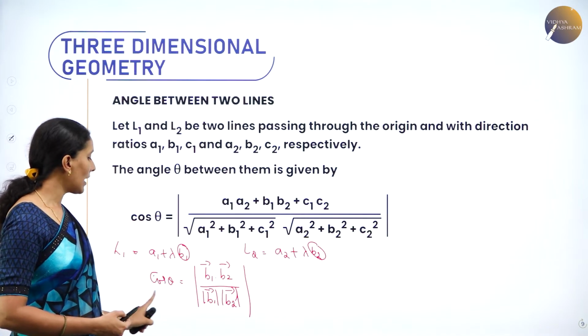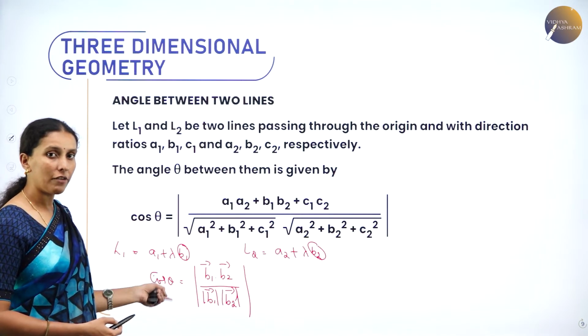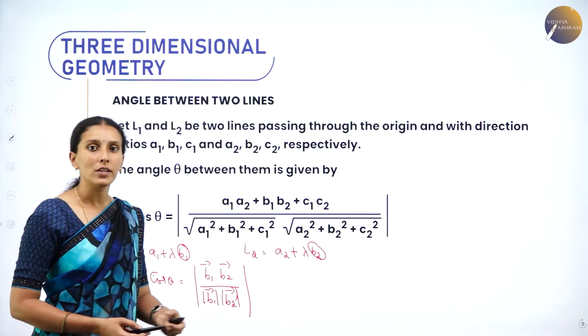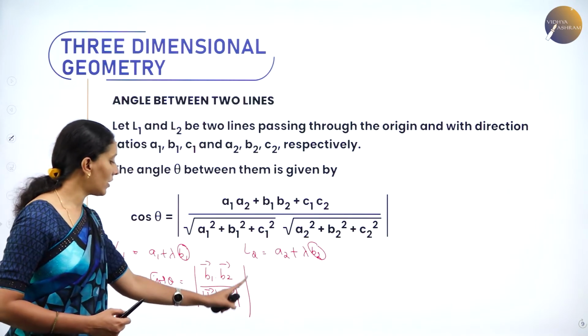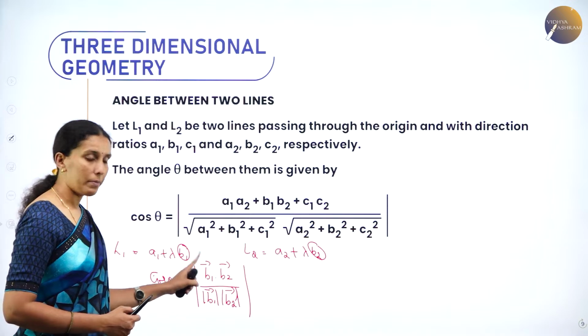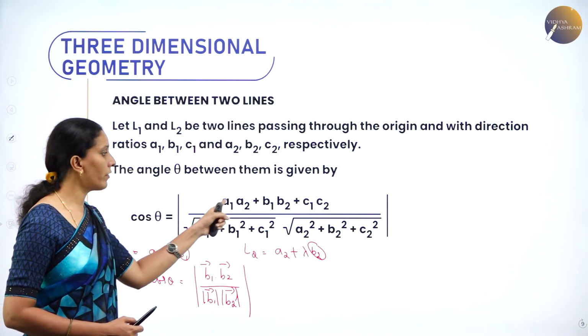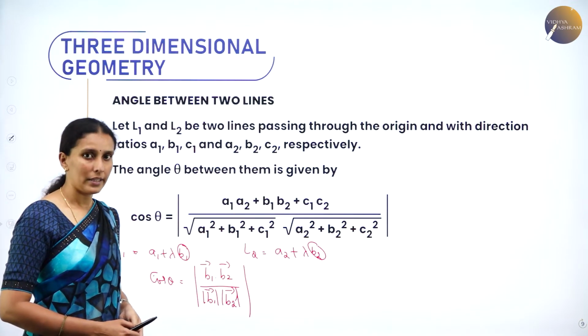And we know that the angle is given in terms of cos theta, and if you want theta, you should take cos inverse of the given value. So, thus I can say this is the vector form which is easy to remember, and this is the Cartesian form where the direction ratios are given.